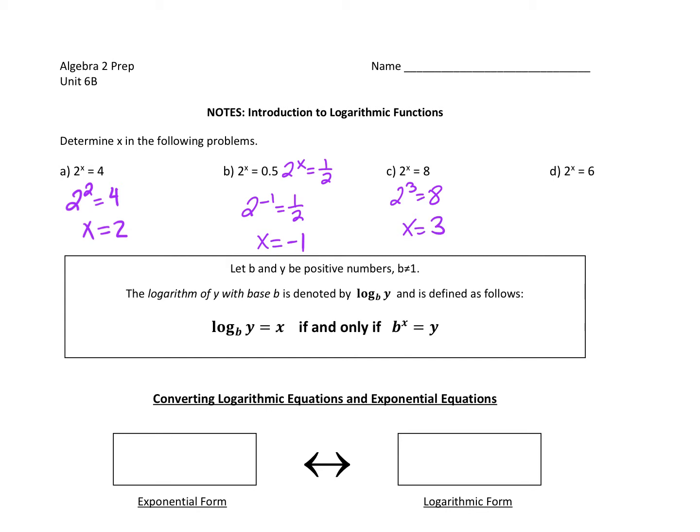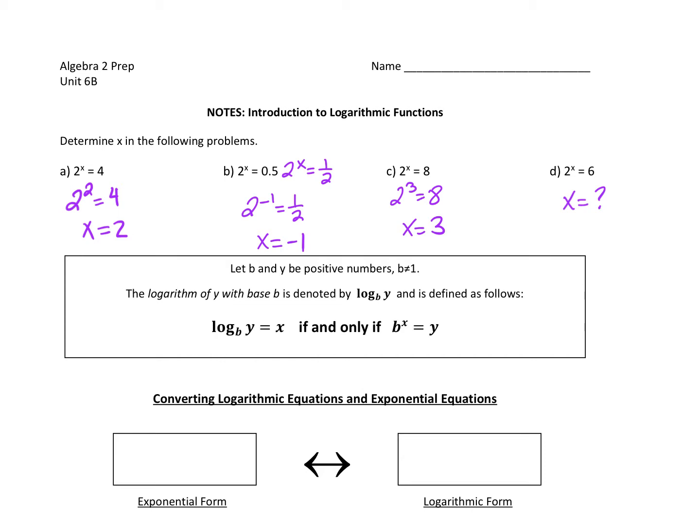And now we have 2 to the what power equals 6. Well, there isn't any straight up power that's going to give us 6, so this is something we don't know. And so this is why we need logarithms, because we could solve for that x using logarithms.